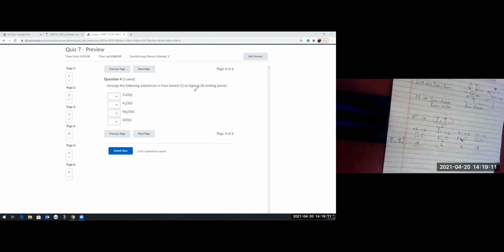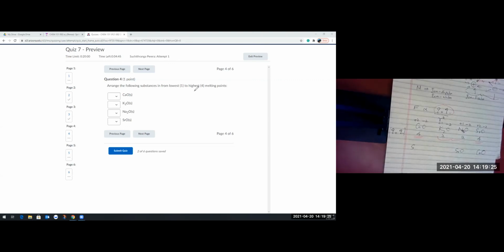And now between calcium oxide and strontium oxide, let me write them here. Strontium oxide and calcium oxide. Which compound do you expect to have a higher melting temperature? Strontium oxide or calcium oxide? What do you guys think in chat? Which one should have a higher melting temperature? Yeah, the one with the smaller distance between the ions.